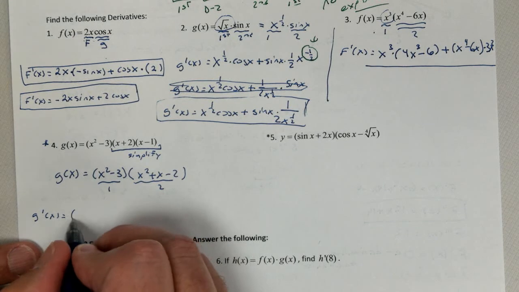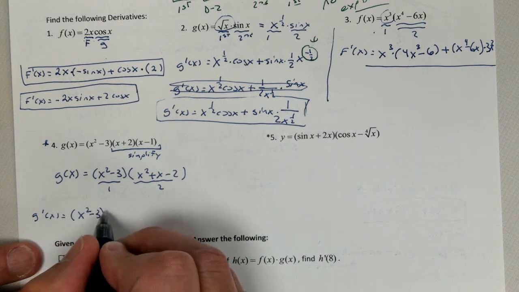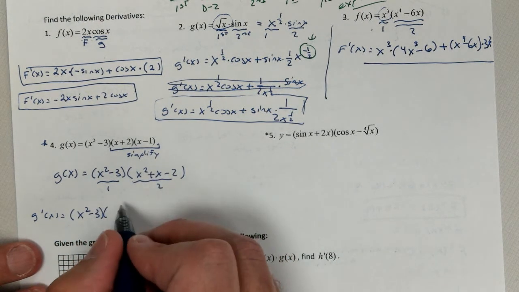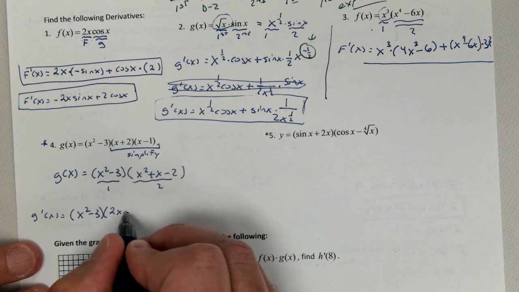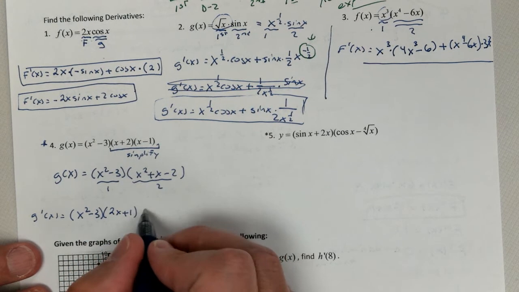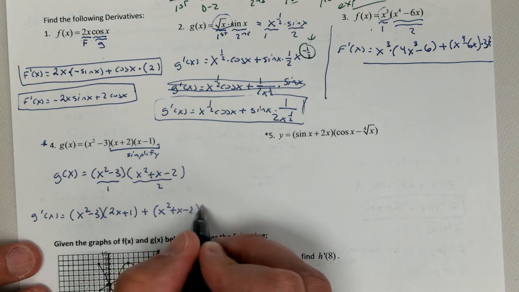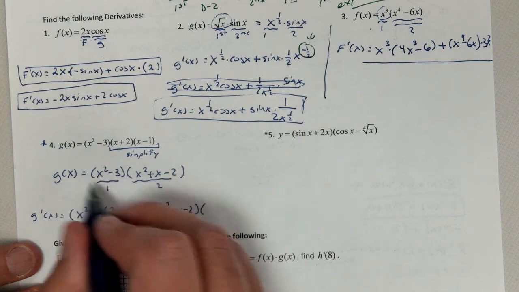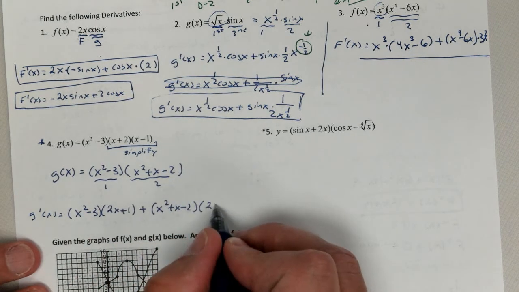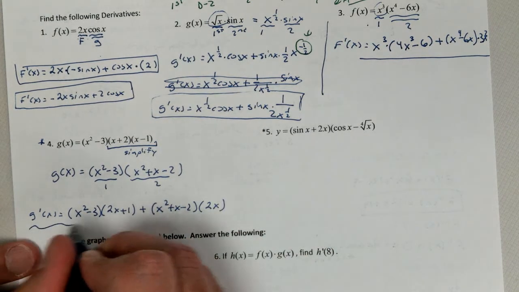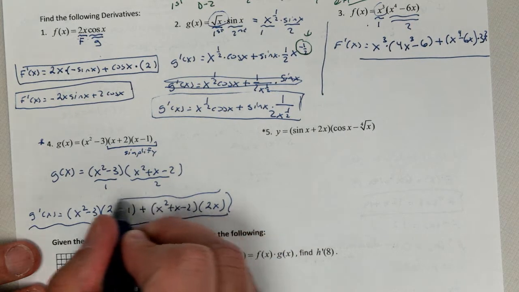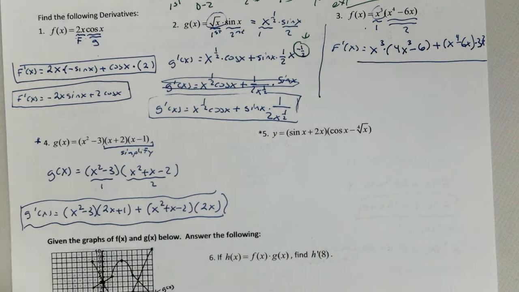Take the first function, which is x squared minus 3, times the derivative of our second, 2x plus 1, that shouldn't be too hard, plus the second, x squared plus x minus 2, and I'm going to multiply by the derivative of x squared minus 3, which is easy, just 2x. Dos Equis. Stay nerdy, my friends. And there we go. Piece of cake. Do not simplify.